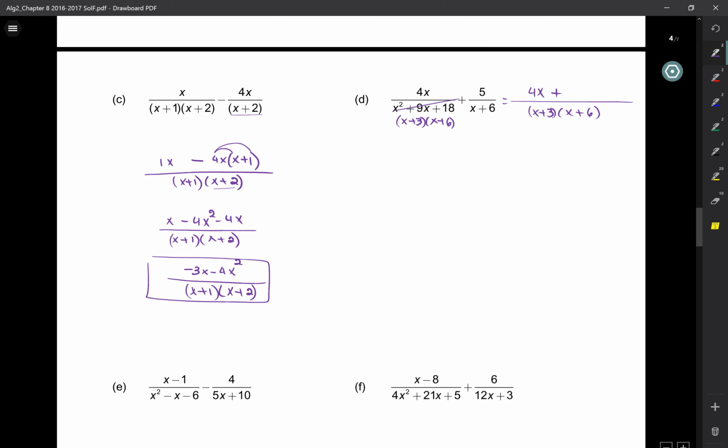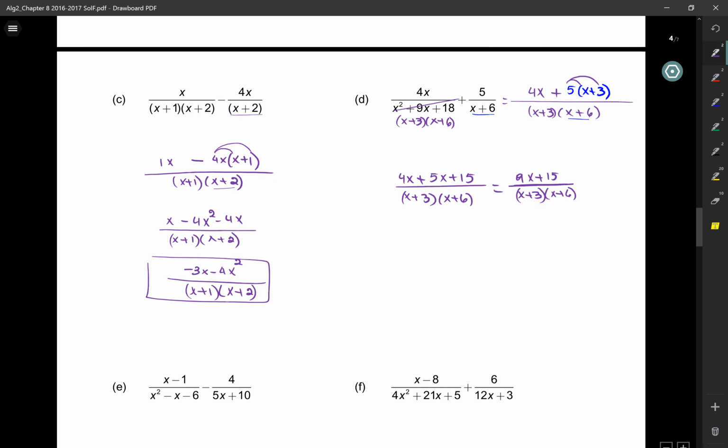Plus, this denominator divided by the second one, what's the same? The x plus 6's are the same. X plus 3 is left over times 5. Okay? So now, this is 4x plus, we distribute. So it's 9x plus 15 over x plus 3, x plus 6.